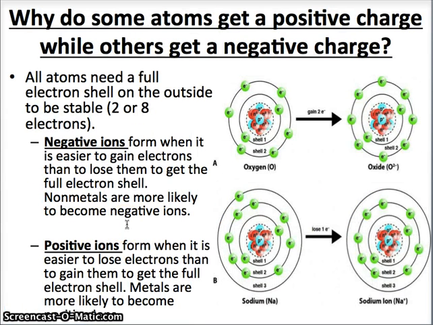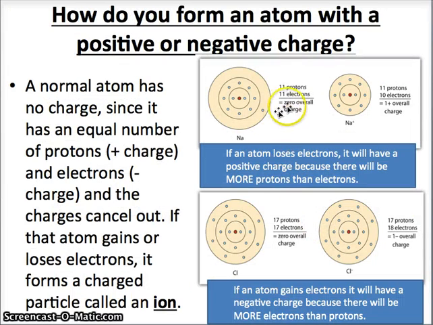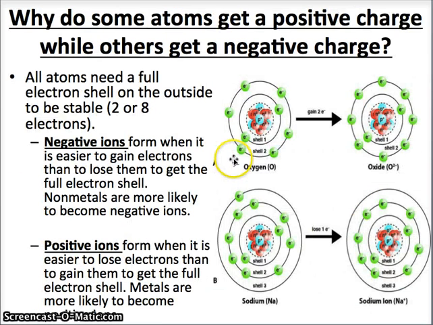Okay, now why do some atoms get a positive charge while others get a negative charge? You might have noticed in the example right here, Na became +1, but Cl became -1. So how do atoms know whether to gain or lose electrons? Well, there's a pattern. Remember that all atoms want to get a full electron shell on the outside, in the valence shell. It has a certain number of valence electrons, and it wants to gain or complete its set.